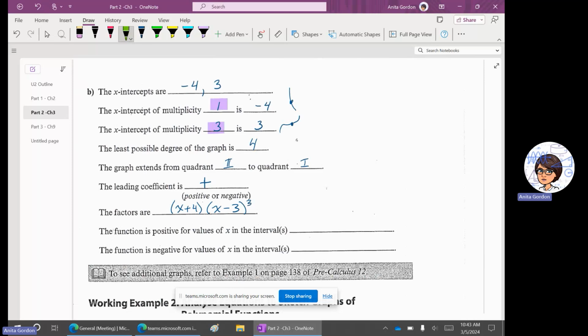And here's how I'm going to check that I did that right. The degree must be a 4. So I have 1 x here and 3 x's here.